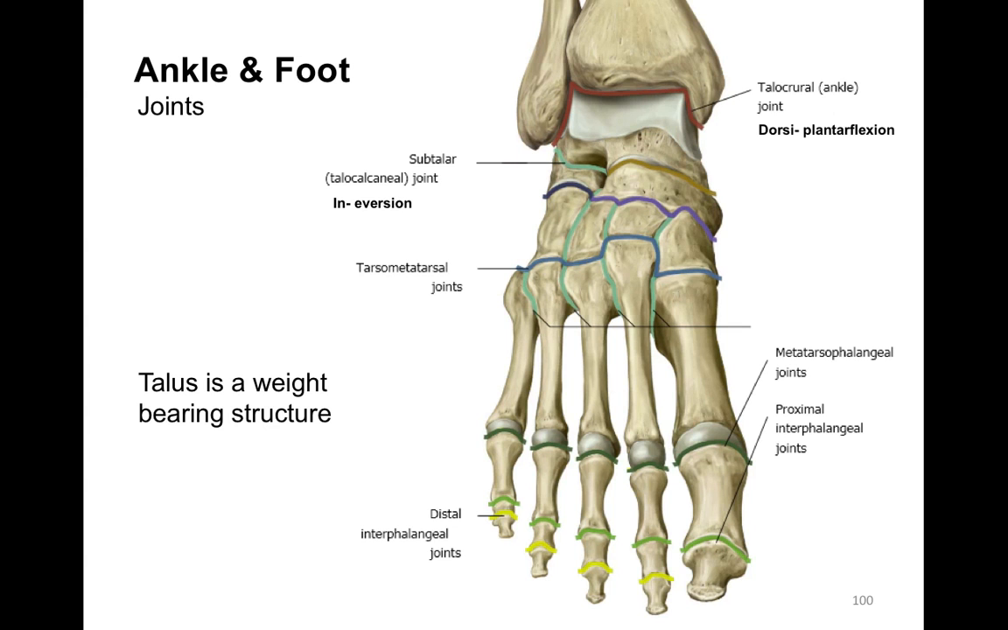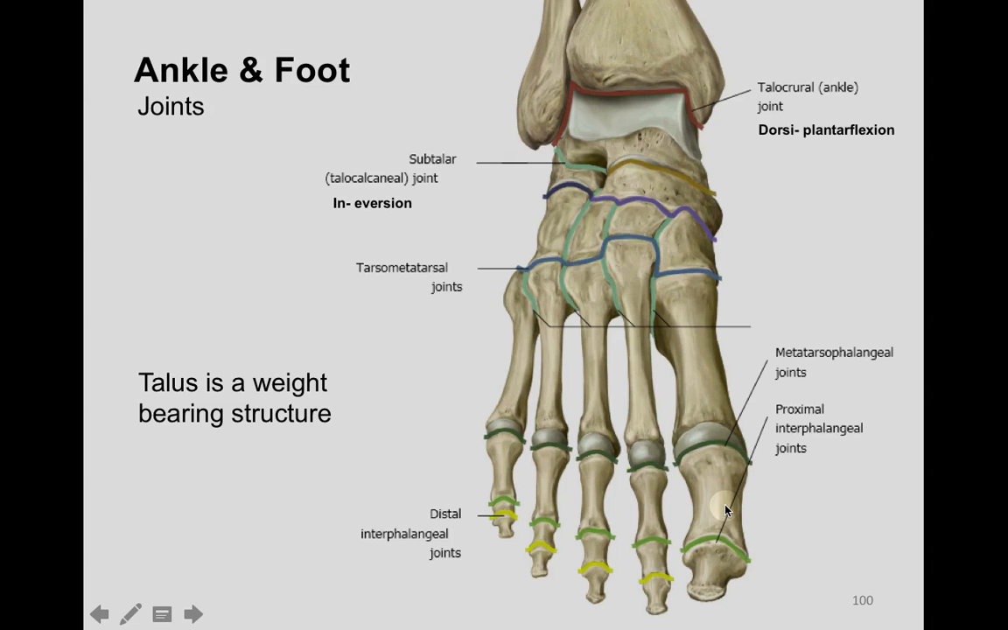Here are the joints of the ankle and foot. These include the talocrural joint, which is the anatomical term for the ankle joint. It is the joint that allows motion of dorsiflexion and plantar flexion. The subtalar joint is a joint between the talus and the calcaneus, and it is the joint at which inversion and eversion occur. There are also tarsometatarsal joints, as well as metatarsophalangeal joints, as well as interphalangeal joints.